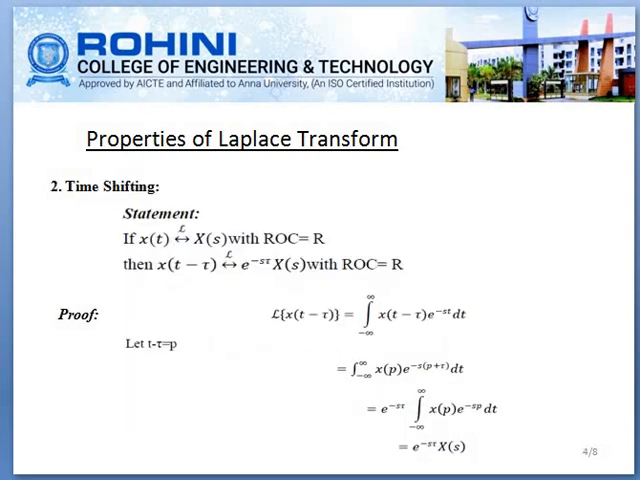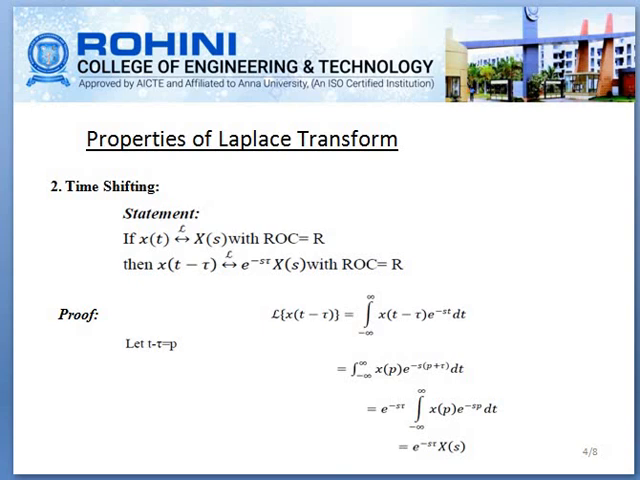Time shifting property: if x of t has Laplace transform X of s with ROC equal to capital R, then x of t minus tau has Laplace transform e power minus s tau X of s with ROC capital R. So Laplace transform of x of t minus tau is equal to integral minus infinity to infinity x of t minus tau e power minus st into dt.